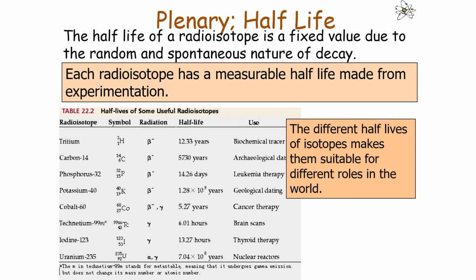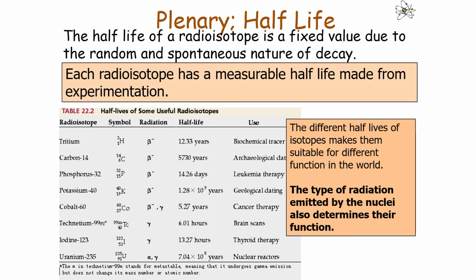Now, different half-lives of isotopes makes them suitable for different roles in the world. And this is also very important, and it links into the type of radiation emitted by the nuclei, as this will also determine their function in the real world. So for example, cobalt-60 is used for cancer therapy and has a half-life of 5 years, because that means we do not have to replace the cobalt in our radiotherapy machines very often.